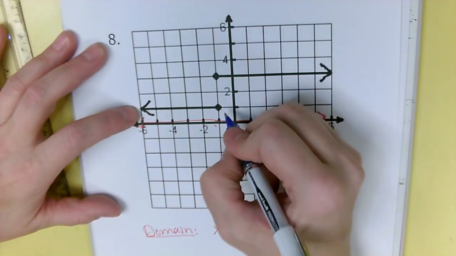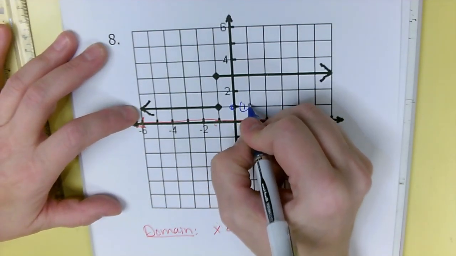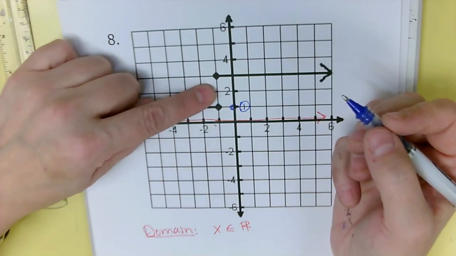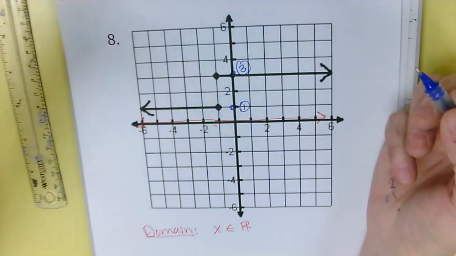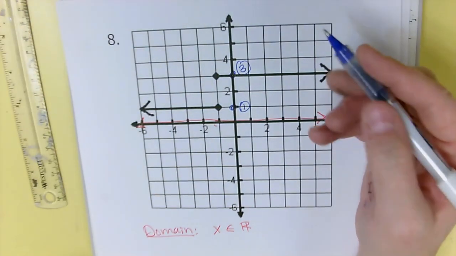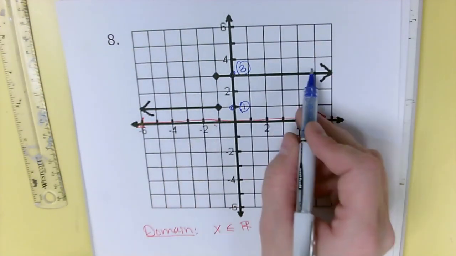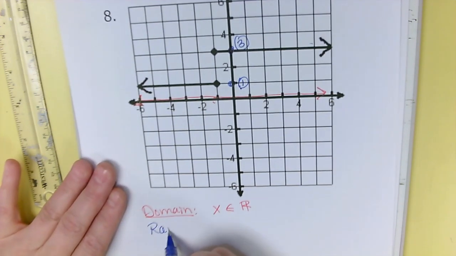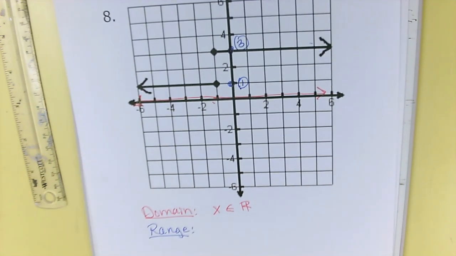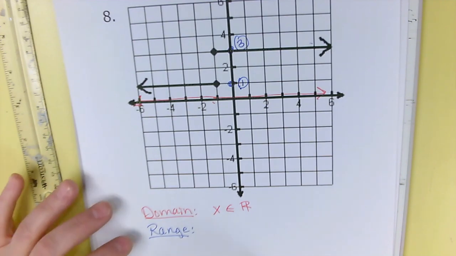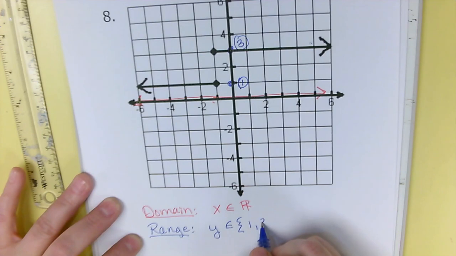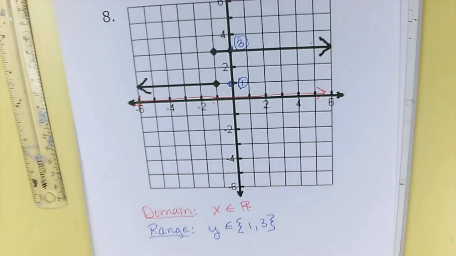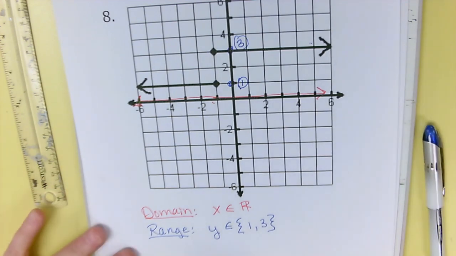Now, y's are a bit more tricky. The lowest y value I have is right here at a 1. And then there's a big gap. And the next y value up is here, which is at a 3. So we only have 2 y values. This whole line is 1. That whole line is 3. So when we do the range, when you only have 2 values, you need to use roster notation. So y is an element of the set containing 1 and 3. Close the set. Horizontal lines are like that.